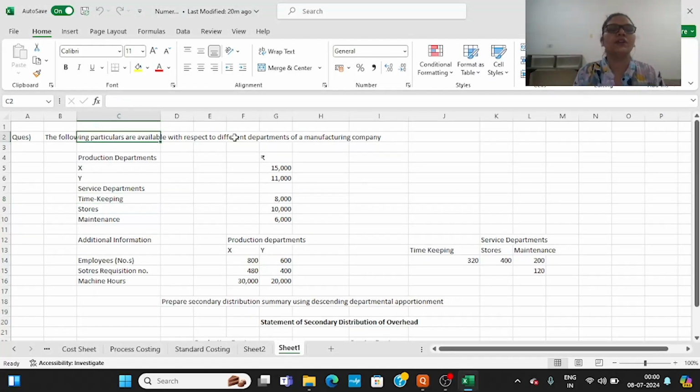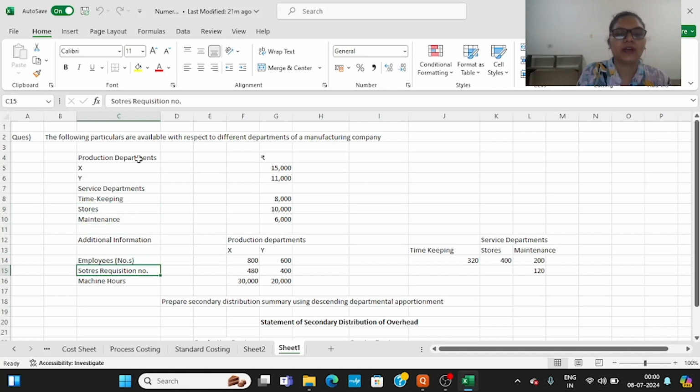The following particulars are available. See in the question, the following particulars are available with respect to different departments of a manufacturing company. Production departments are given, service departments are given. Apart from that, additional information is given: employee numbers in departments X, Y, timekeeping, stores and maintenance, and machine hours are given. Service departments are timekeeping, stores and maintenance, while production departments are X and Y.